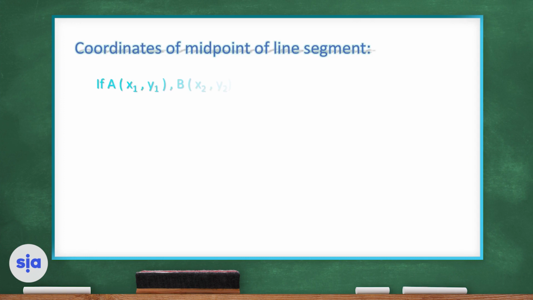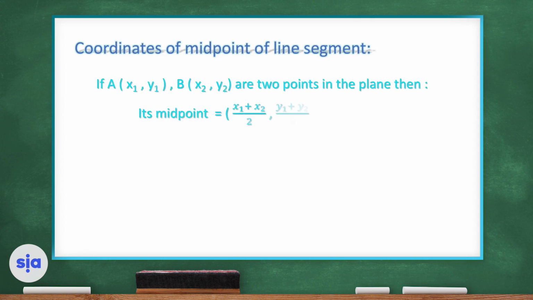Today we'll be talking about the coordinates of a midpoint of a line segment. If A is a point that has coordinates x1, y1, and B is another point that has coordinates x2 and y2, then the coordinate of its midpoint is x1 plus x2 all over 2 and y1 plus y2 all over 2. So here, in order to find the midpoint, we get the 2 x's plus each other over 2 and the 2 y's plus each other over 2.